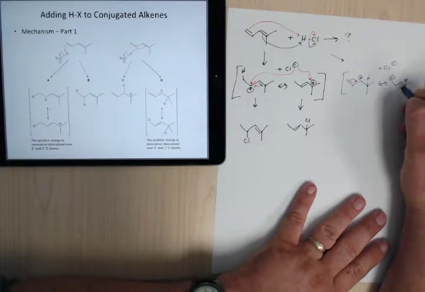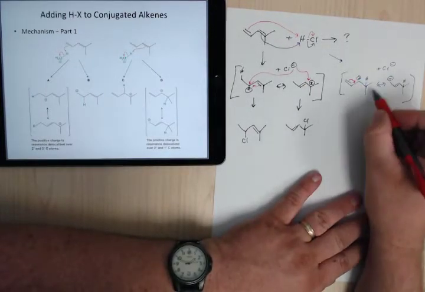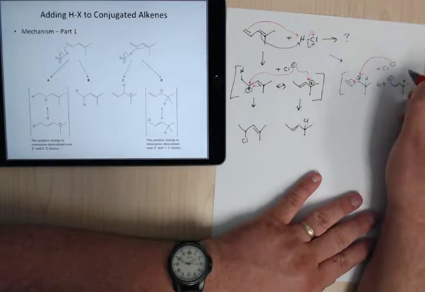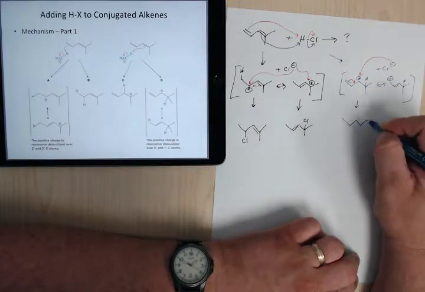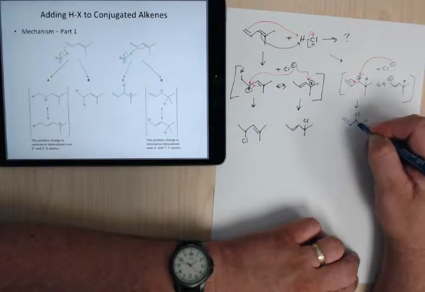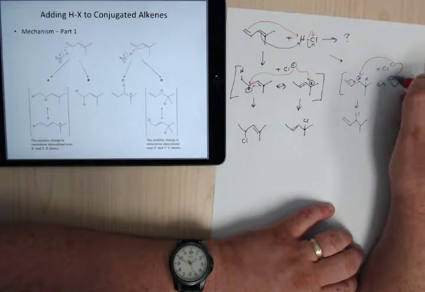So hydrogen was there, so we're going to put it there. If the chlorine sees this resonance structure, it's going to attack there to make this. If it sees this resonance structure, it's going to attack there.